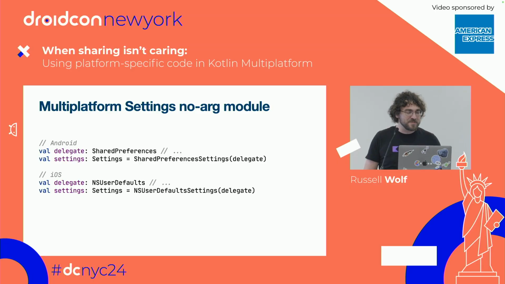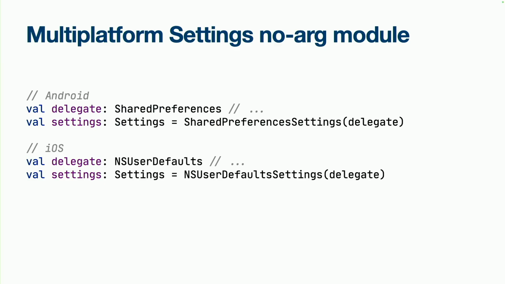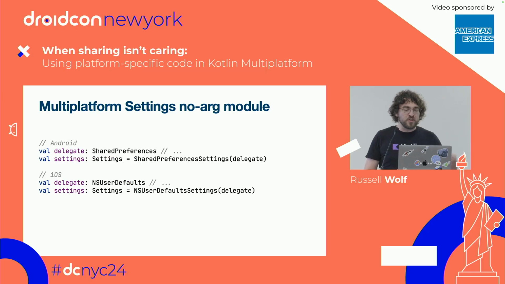So I maintain this library called Multiplatform Settings, and it's essentially a key-value store. It wraps shared preferences on the Android side, it wraps user defaults on the iOS side, and wraps various other APIs on other platforms. And the default usage of it requires a little bit of platform specifics because there are different implementations on different platforms, and so you need to be on that platform to access those implementations.